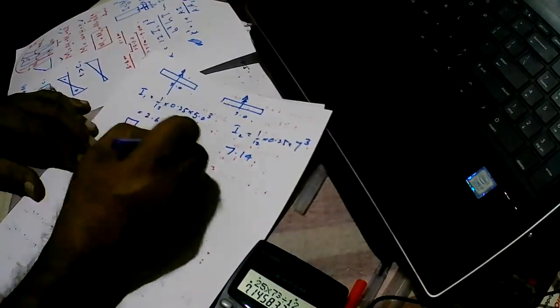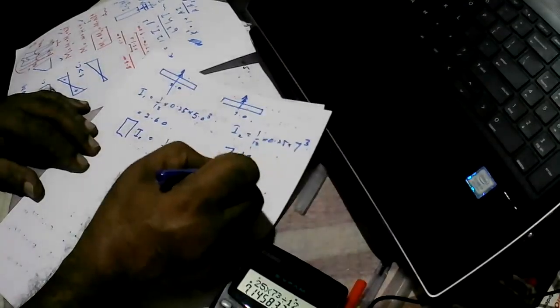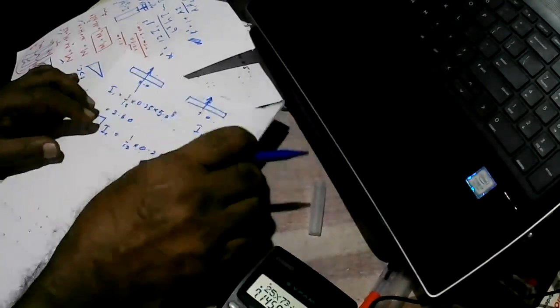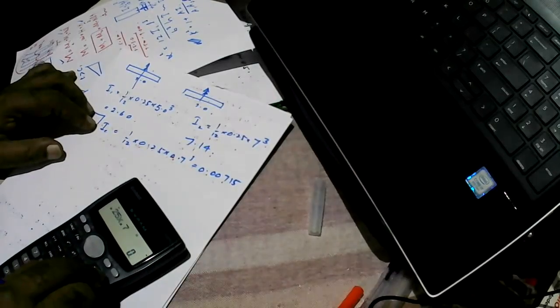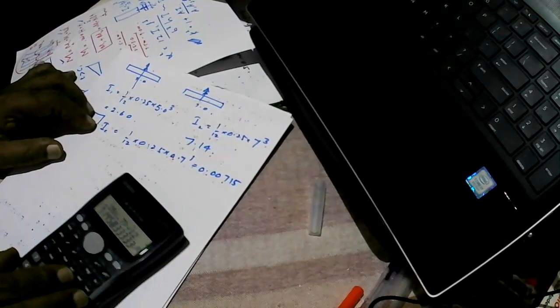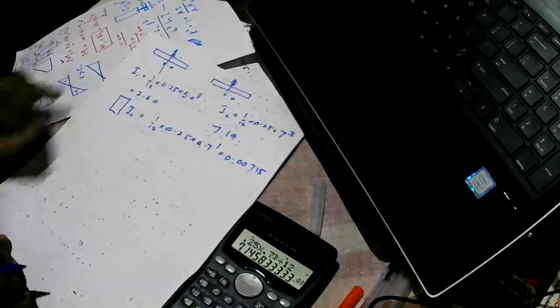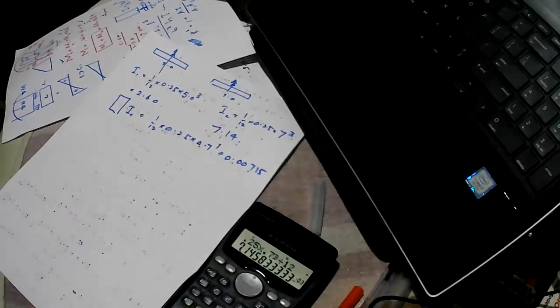And for the connecting beam, 1/12 B D cubed, and that's a small value, 0.00715. So that's the second part of the problem.